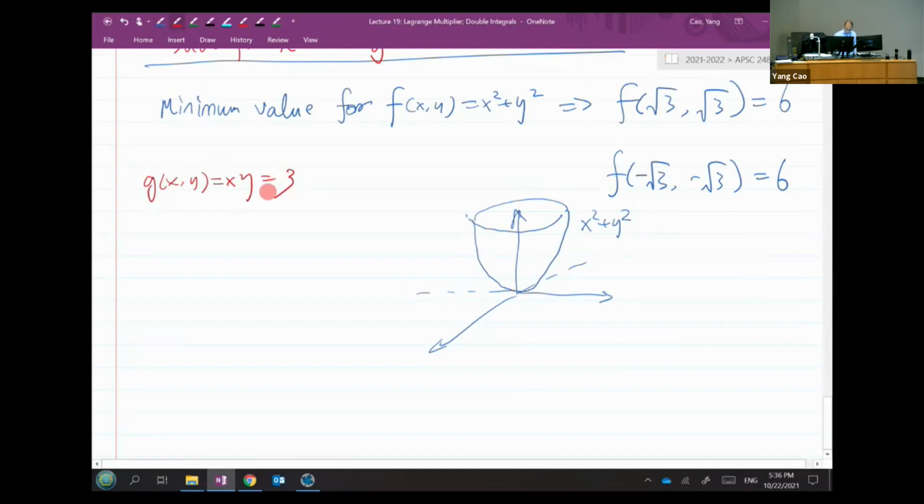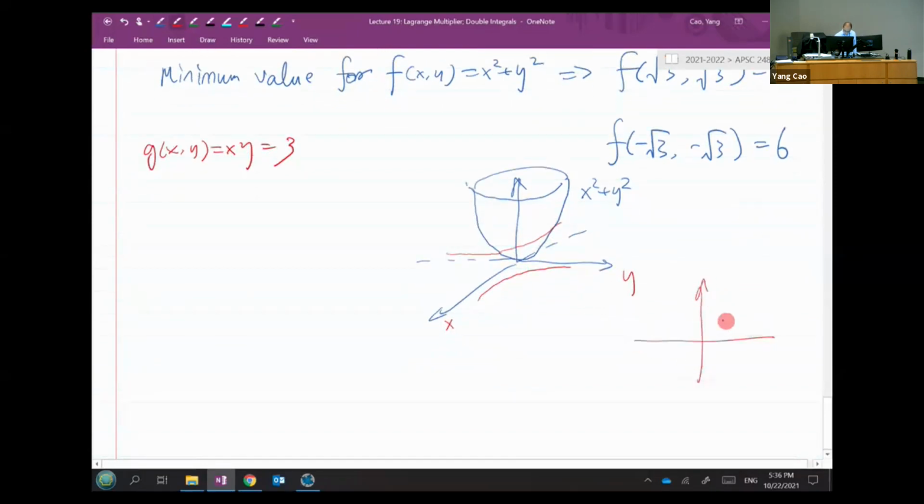So this is high school. When xy equal to 3, on the x, y axes, what do you get? You get a parabola, if you look from the top. One is in this quadrant and the other one is in this quadrant. That's the constraint, the red one, and this is your cost function.